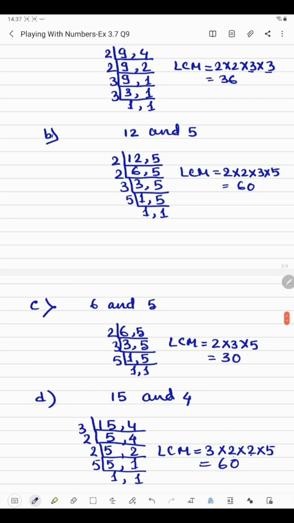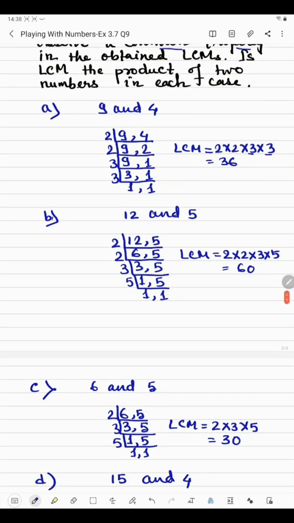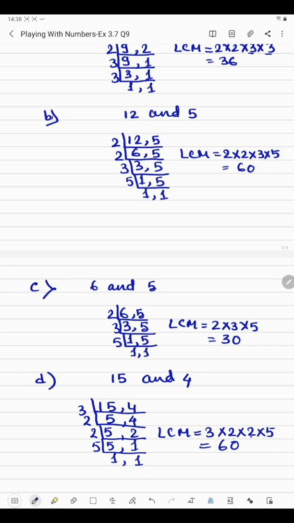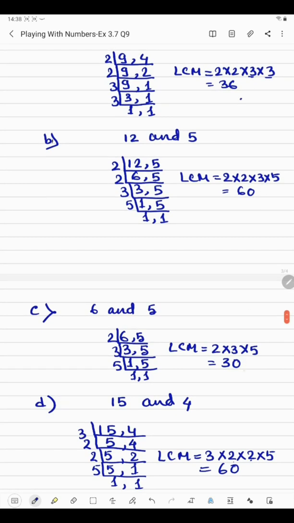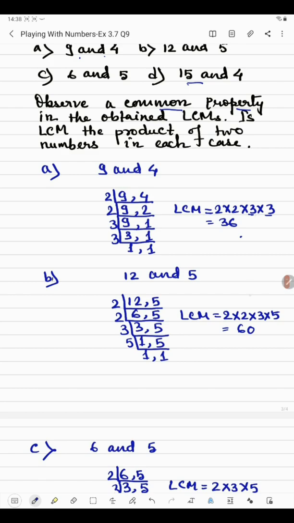Okay, so we have got the LCM of all. Now we will have to observe a common property in the obtained LCM. So what are the properties over here? Like here in the first one we have got 36 as LCM, in the next one 60 is the LCM. In the third one we have 30 as the LCM, and in the fourth one we have 60 as the LCM. So we can see that these numbers 36, 60, 30 and 60 are all divisible by 3, as well as divisible by 6, because these all numbers come in the 6 table. So the first property is that all the LCMs are divisible by 3 and 6.